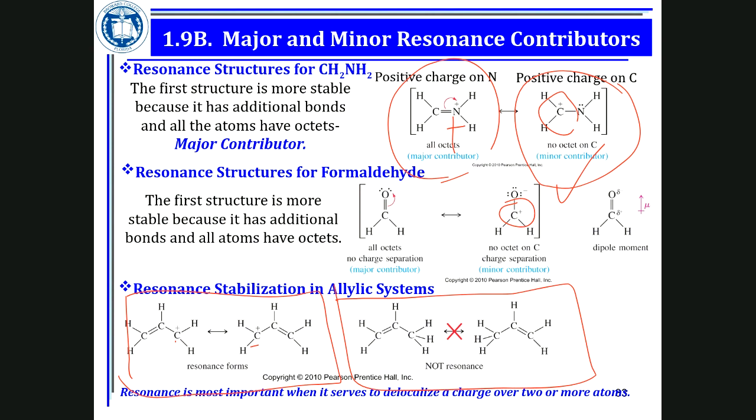The greater number of resonances, the more stable the molecule is. And for these two, you are not getting any charge distribution. The charge is not being distributed. So these two are the same molecule. They are not resonance.